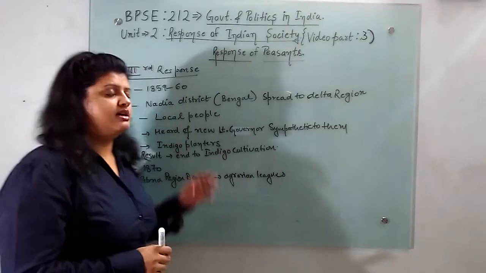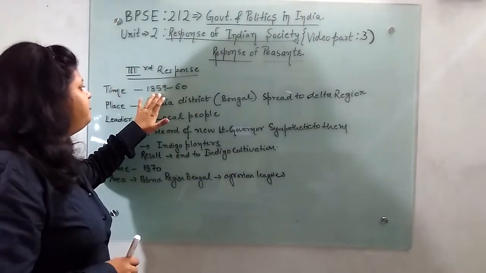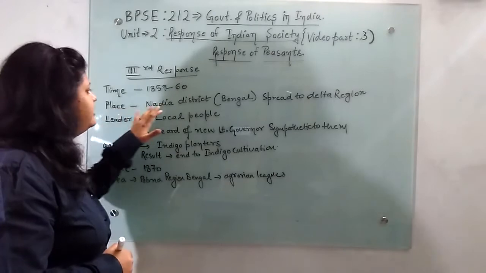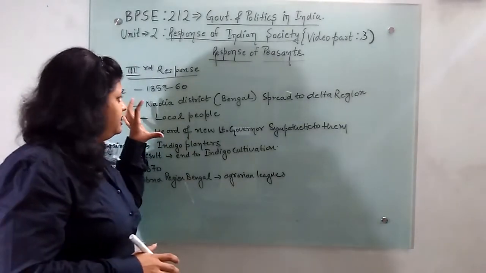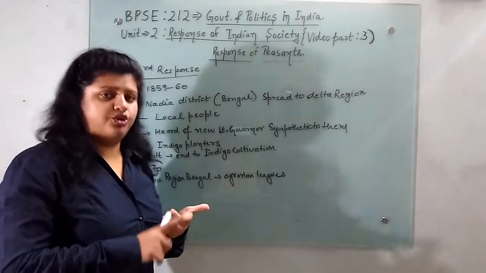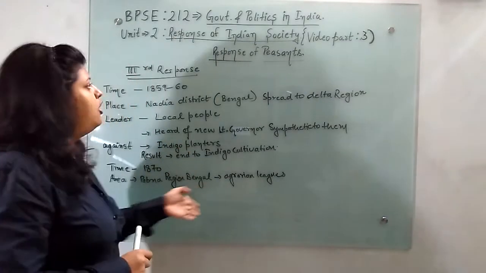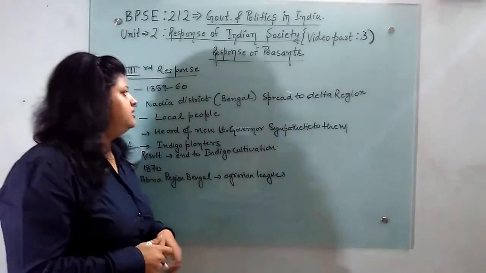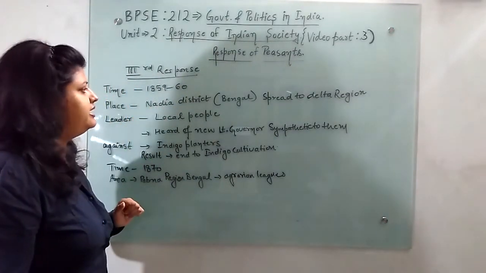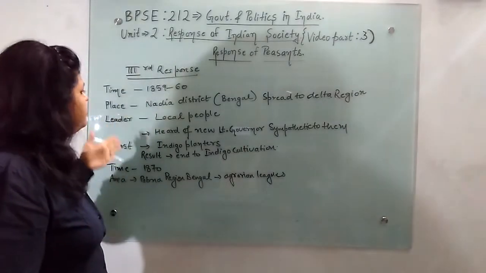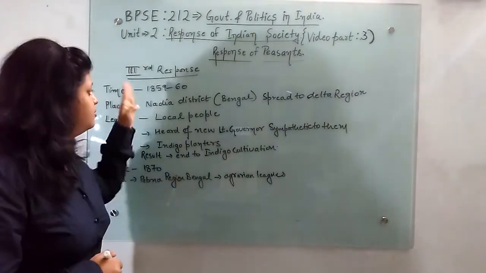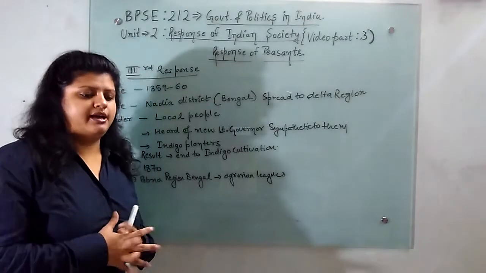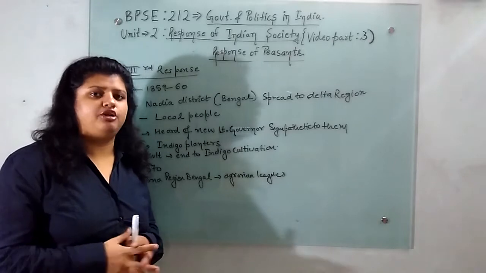Okay, so in the third response, the timeline is from 1859 to 60. Around this time, this movement started. The place is Nadia district, which is also in Bengal. So video 2 and this much of video 3 deal with responses particularly in Bengal. There is no particular leader in this movement because all the local people themselves formed a group and stood against British rule.